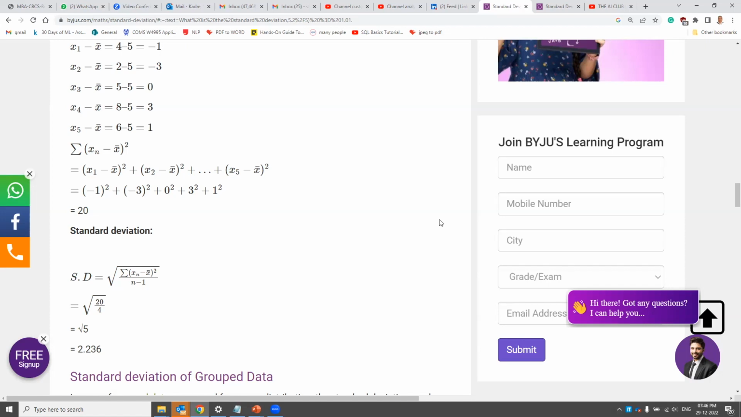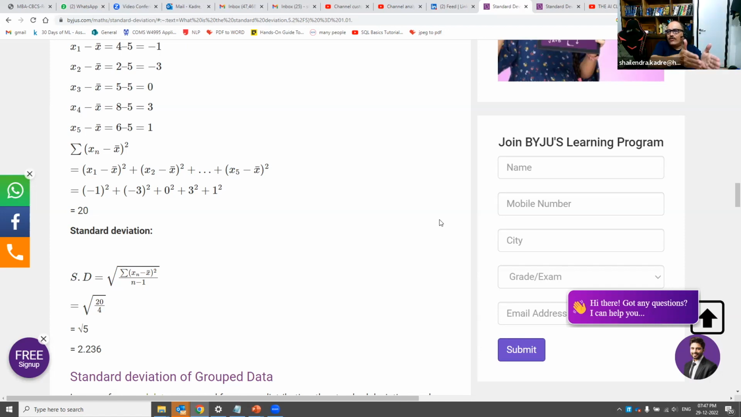It will never work. So you have to go by this formula. All the steps you have to go through, then only you can find out the standard deviation. This we understood, sir. It is just a coincidence that this number is also 5 and 20 divided by 4 is also coming up to 5. It is just a coincidence. Okay, nothing else.